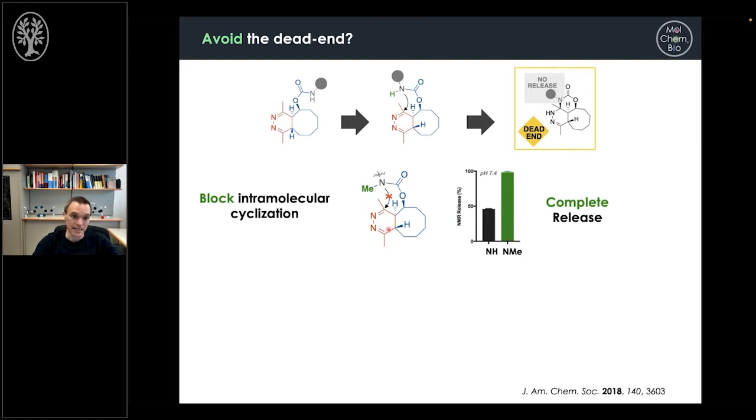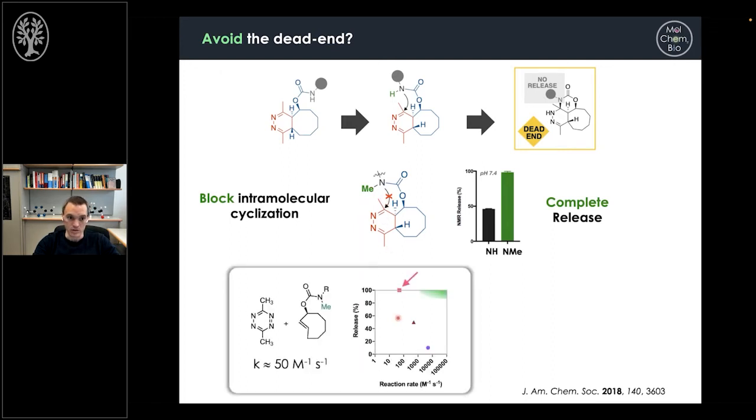However, that was with alkyl, so bis-alkyl tetrazines only. What we basically achieved is that we moved this pink square here, depending on the conditions, from 20 or 80 up to 100, meaning we're still much too slow. So the next step was, can we accelerate this reaction somehow?